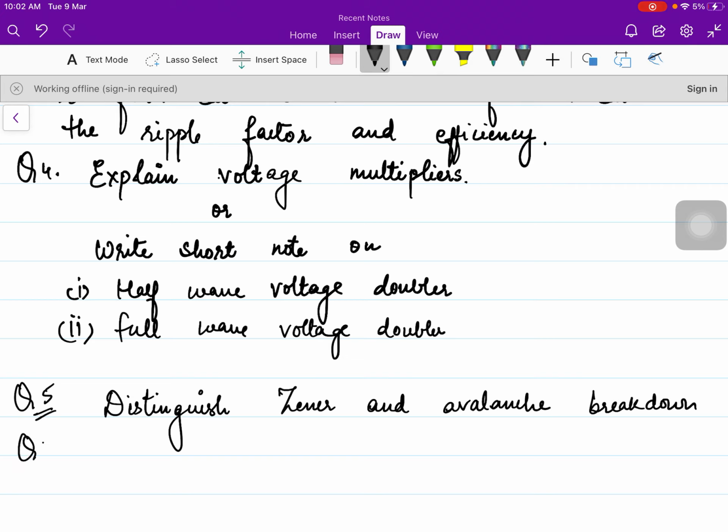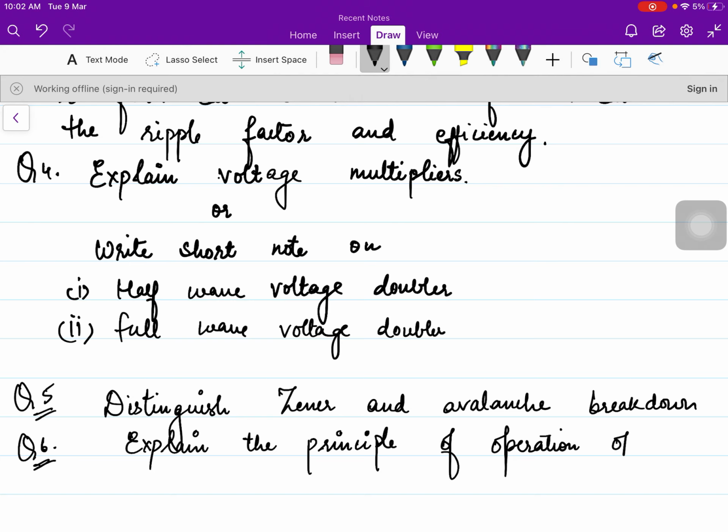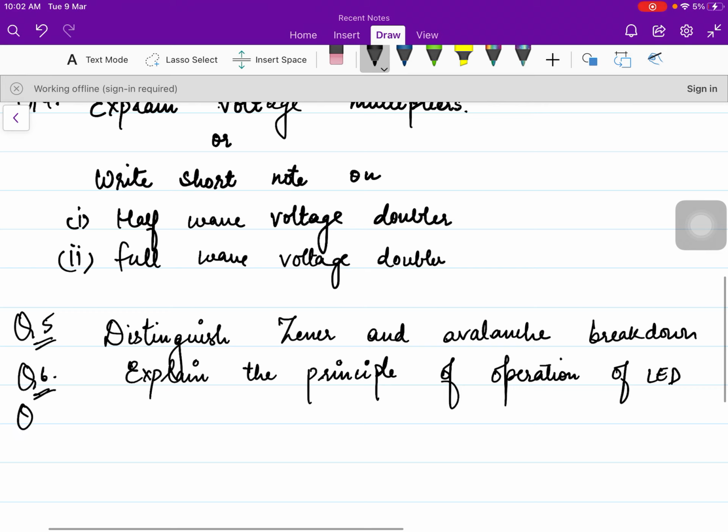Next question is related to the two terminal devices, that means LED, LCD and all. So explain the principle of operation of LED. This has come many a times in the exams. Explain the principle of operation of LED. Very important question. It might come under 2 marks.